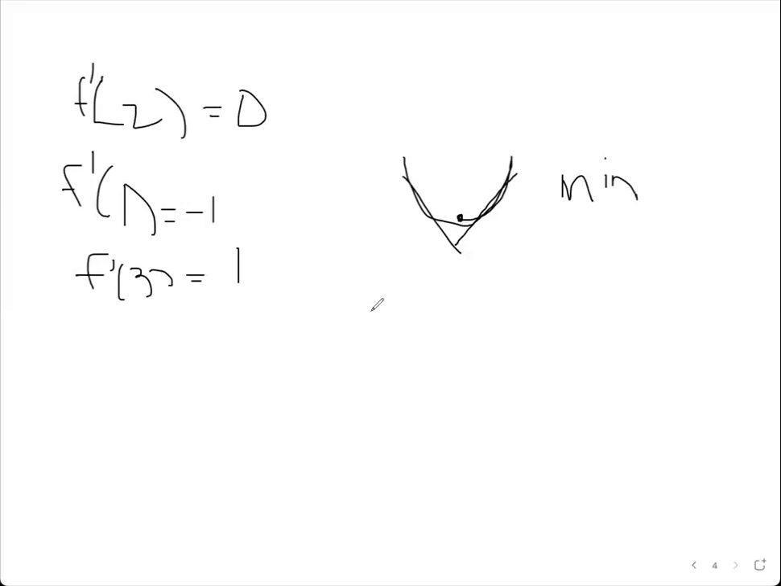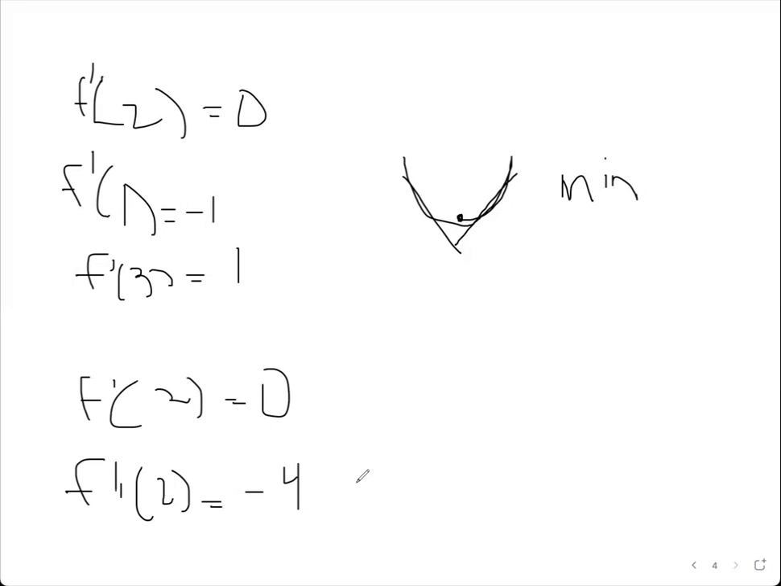We can do even better with just two values. Let's say we know that f prime of 2 is equal to 0, and f double prime of 2 is equal to -4. Just two values, we can determine if it's a minimum or maximum. So we know it's a horizontal tangent here. And the second derivative is negative, which means it's concave down. Therefore, it's a maximum. Concave down and a critical point means maximum. So these are basically the first and second derivative tests in action for an example problem.